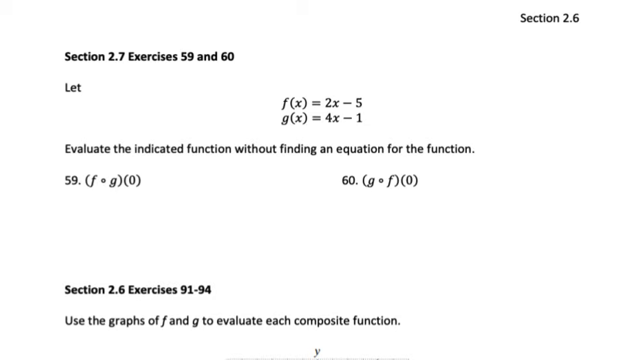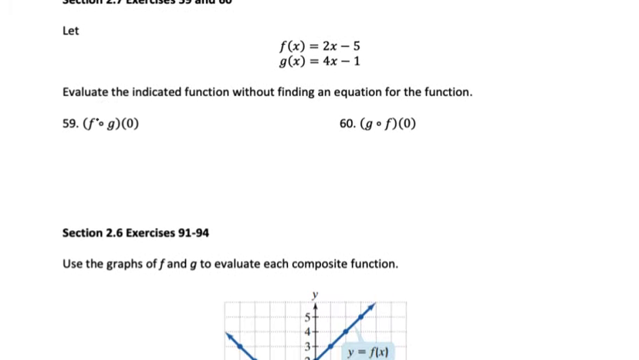In this video for section 2.6, we're going to do a couple more example problems that deal with composite functions. And you'll see some similar problems in your homework assignment. So first we're going to do exercise 59 and 60 from section 2.7.